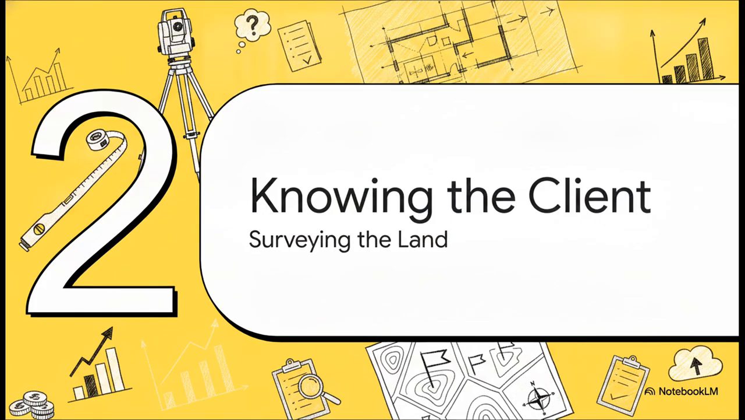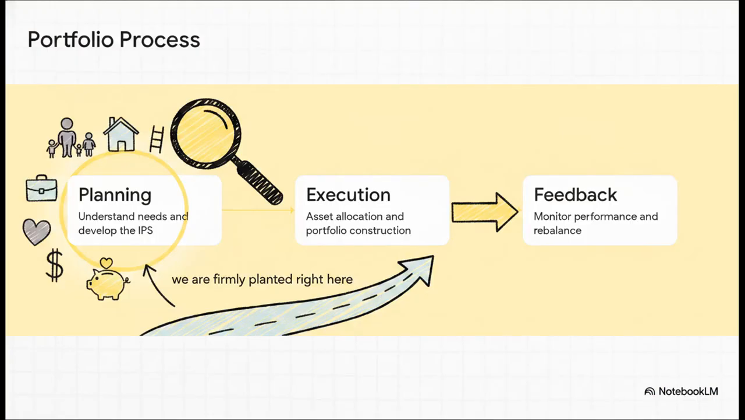Moving right along to Part 2, knowing the client. Obviously, before an architect draws a single line on a page, they have to survey the land. In portfolio management, this happens during the planning phase. The whole process is basically planning, execution, and feedback. But right now, we are firmly planted in Step 1, planning. And this requires a seriously deep, intensive dive into gathering critical client information. We have to understand a client's specific needs, their family situation, their employment stability, and just their overall financial health. You literally cannot execute a strategy without completing this crucial fact-finding mission first.